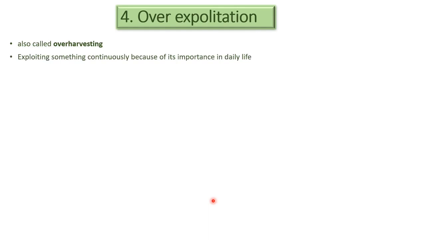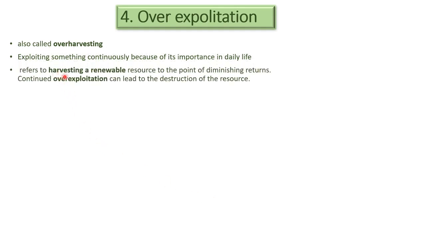Next threat is over-exploitation. Over-exploitation is also called over-harvesting. It is exploiting something continuously because of its importance in daily life. When we as men know that this particular thing is very important, we try to collect it a lot, and this leads to over-exploitation. So this refers to harvesting a renewable source to the point of diminishing returns. We harvest so much, we collect it so much that that particular resource exists no more. That is called over-exploitation.